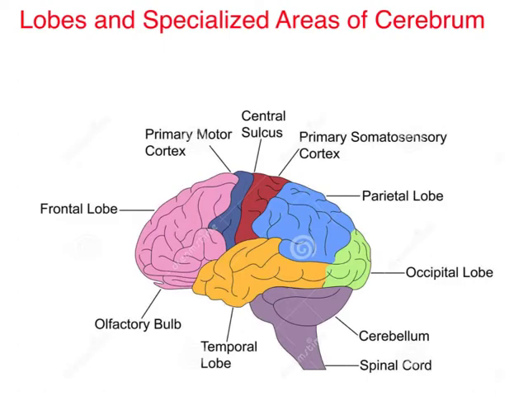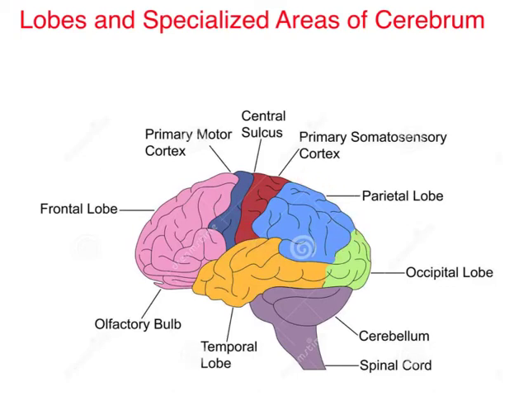Now, just really quickly, as it says up here, these are the lobes and specialized areas of the cerebrum. That's how you spell cerebrum from the previous page. So, first of all, the four lobes. You have the frontal lobe. You have the parietal lobe.